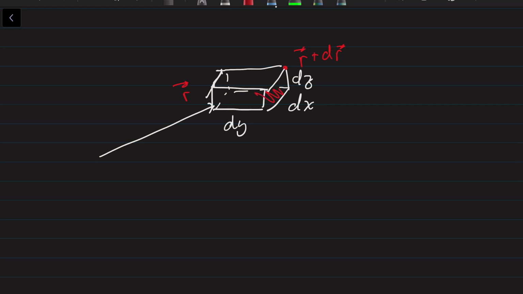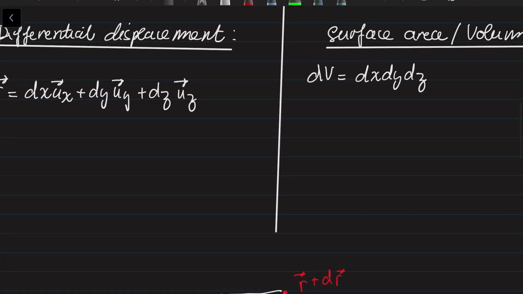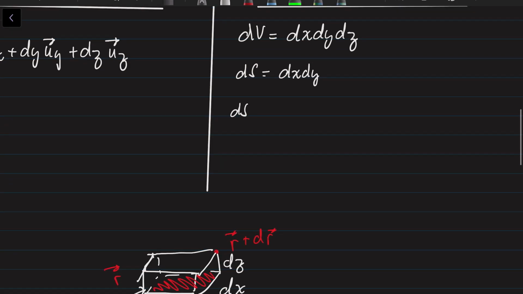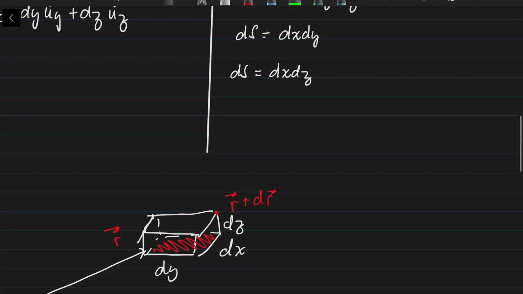So for example, if I'm only moving on the y and z axis, I'm sweeping this red surface, which has an area dx dy. So actually, based on the displacement I'm doing, there are three choices for the differential surface area element, so dS. If I'm only moving along the x and y axis, it could be dx dy. If I'm only moving along the x and z axis, it could be dx dz. And if I'm only moving along the z and y axis, dS would be equal to dy times dz.